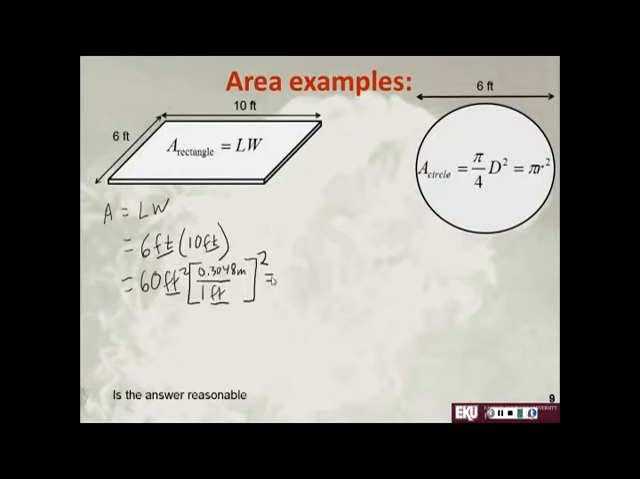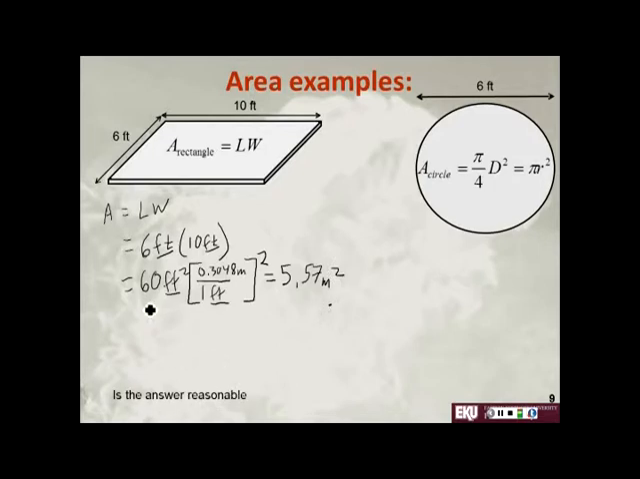60 times 0.3048 squared is 5.57 meters squared. So we want to check, is this answer reasonable?